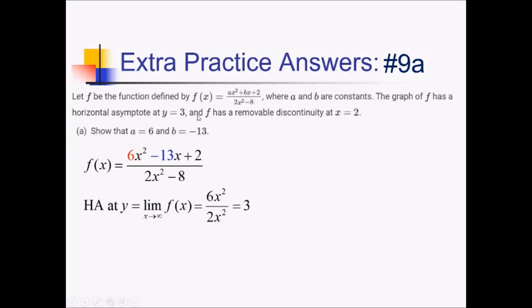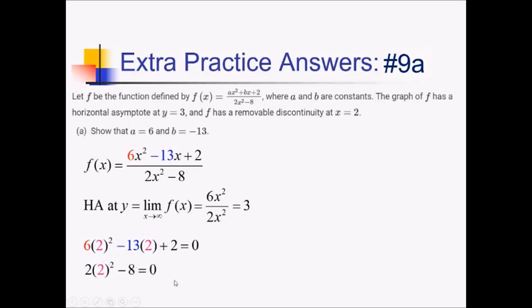Plugging 2 in, we've got 6 times 2 squared minus 13 times 2 plus 2. So this is going to be, let's see, 6 times 4 is 24, minus 26 is negative 2, plus 2 is 0. So that checks out for the numerator. In the denominator, we've got 2 times 2 squared minus 8. So that's going to be 8 minus 8, which is also 0.